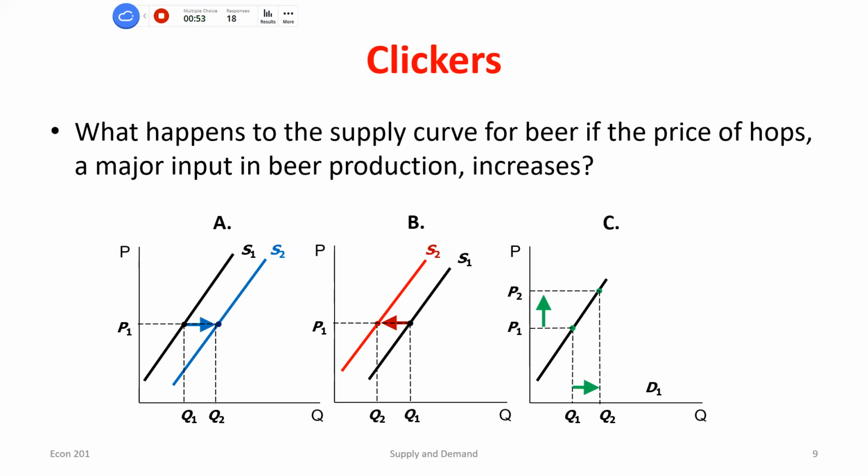I'll give you guys a little bit of time to get a response in here. If I see an increase in the price of an input, in this case hops for beer production, what happens to the supply curve for beer? Kind of talk to people around you, see if they know something that you don't. What did it change? The supply would change.